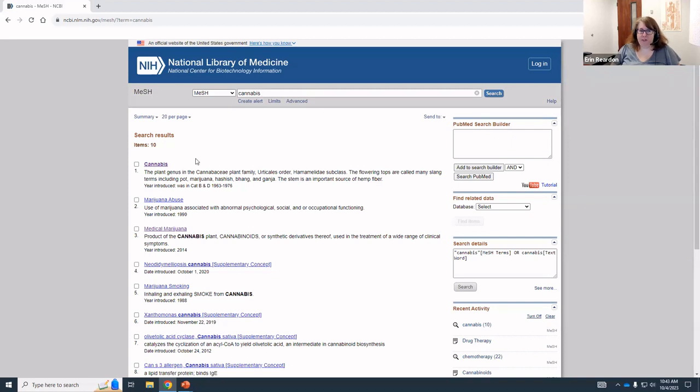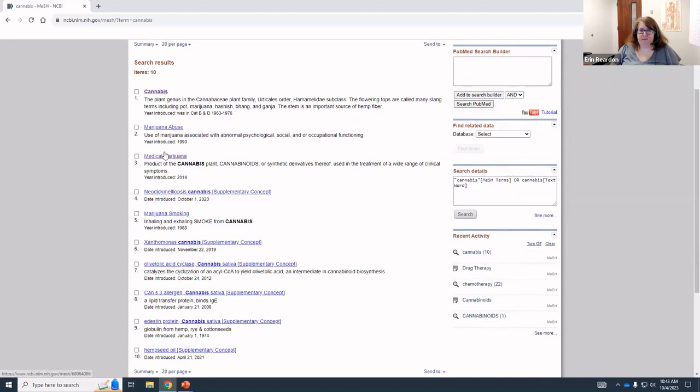There's a MeSH term for cannabis. There's a MeSH term for medical marijuana. Also for marijuana abuse and marijuana smoking.